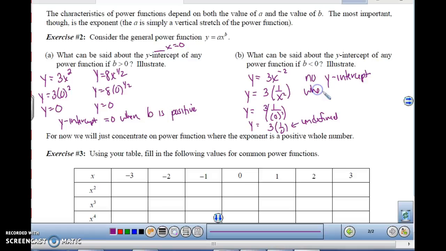when b is negative. So if you were to graph this, y equals 3x to the negative 2, there will be no y-intercept. It will never hit the y-axis. So when you have a negative exponent on a power function, it gives you no y-intercept.